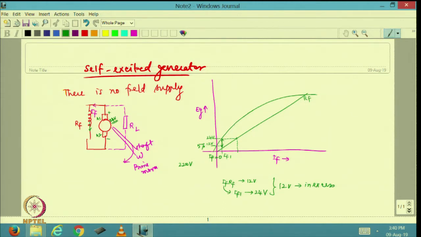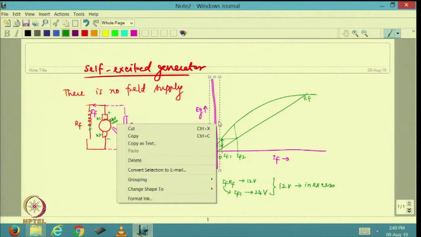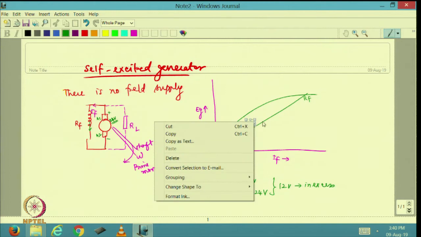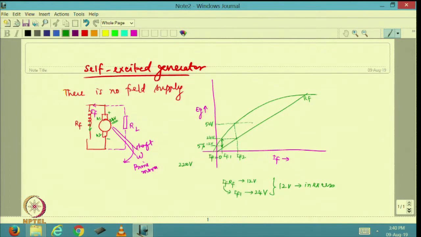Now, that is going to circulate definitely a larger value of current, corresponding to IF2, because of which I am going to have a higher voltage being generated. The higher voltage generated will be maybe about 40 or 50 volts. So, I got 50 volts generated now. Corresponding to 50 volts, I am going to have a much higher field current. This field current is IF3.